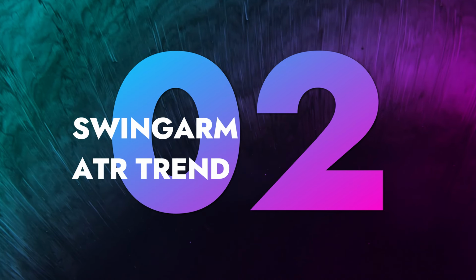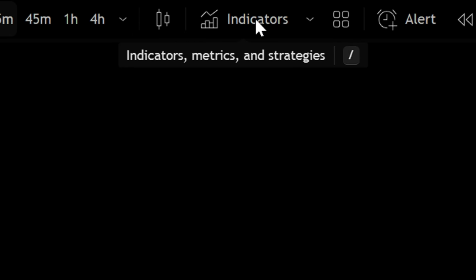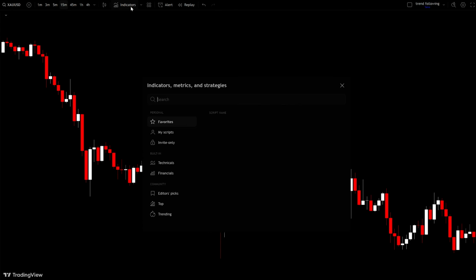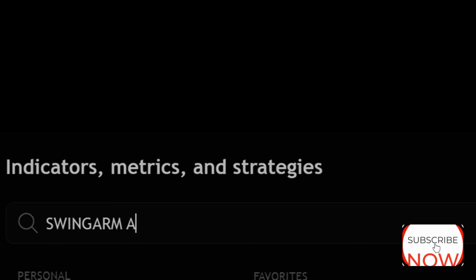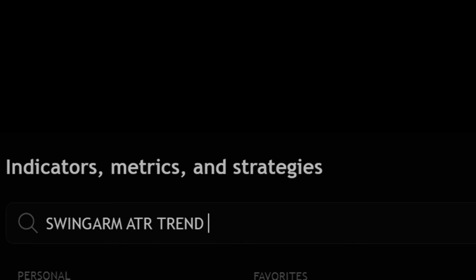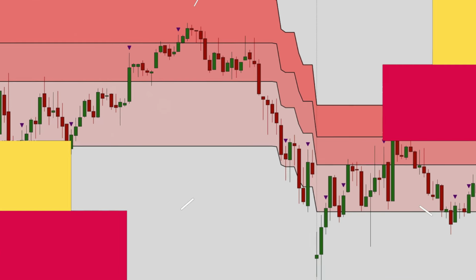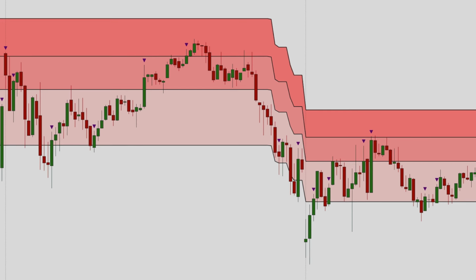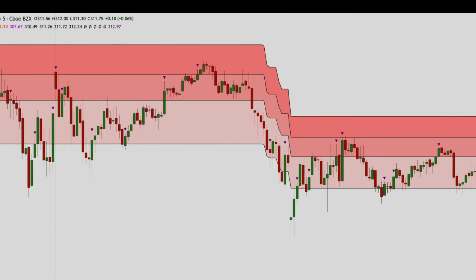To fix this, we add a second educational indicator, the Swing Arm ATR Trend indicator. This uses the average true range to map momentum and structure. It tells us which side of the market to favor, but here's the common mistake.